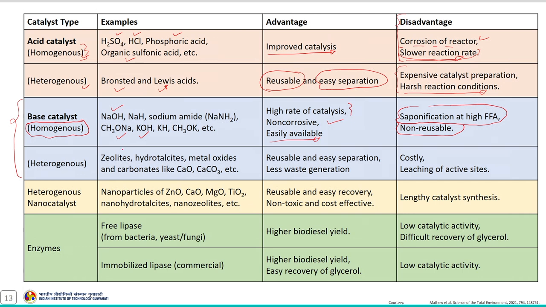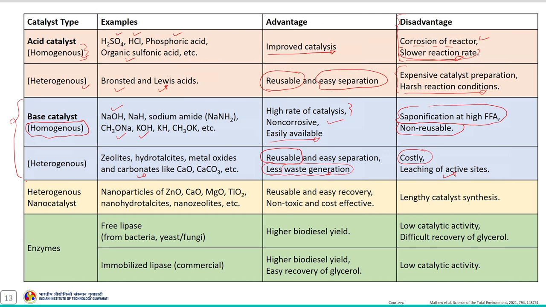However, the heterogeneous catalysts include zeolites, hydrotalcites, metal oxides, and carbonates like calcium oxide and calcium carbonate. The advantage associated with the use of this heterogeneous base catalyst includes easy separation from the reaction mixture, hence it can be reused for the transesterification process. And because of its reusability, the waste generation would be minimal. However, the limitations or disadvantages associated with the use of this catalyst include the costly process to synthesize this kind of catalyst, as well as the leaching of active sites during the transesterification process.